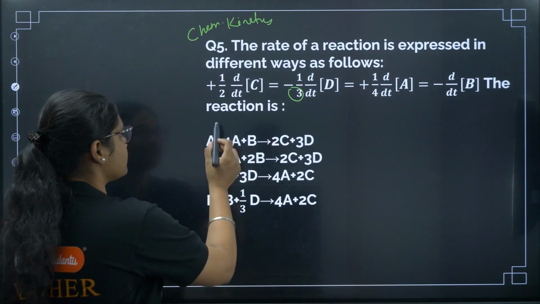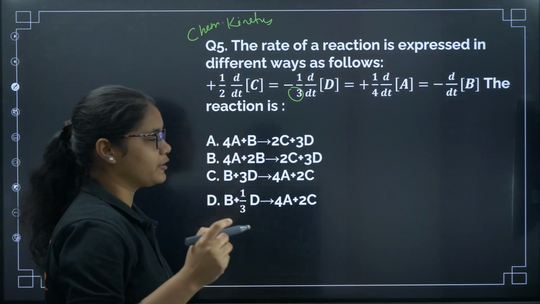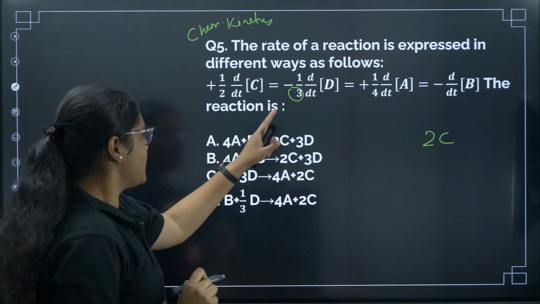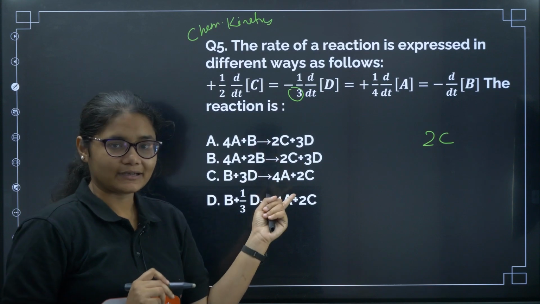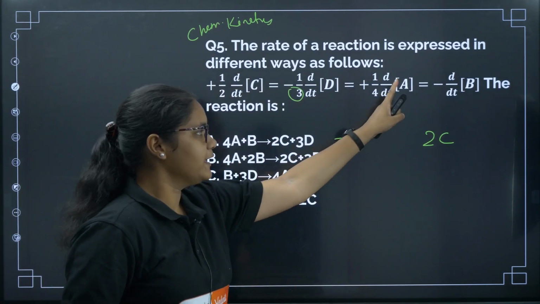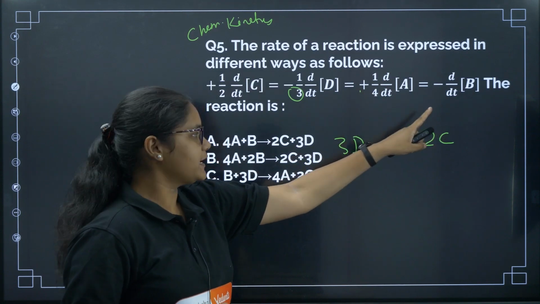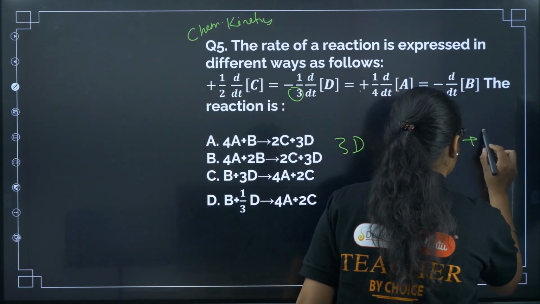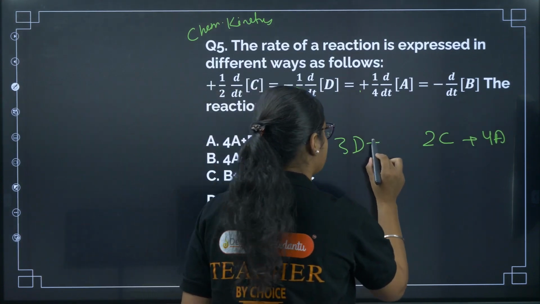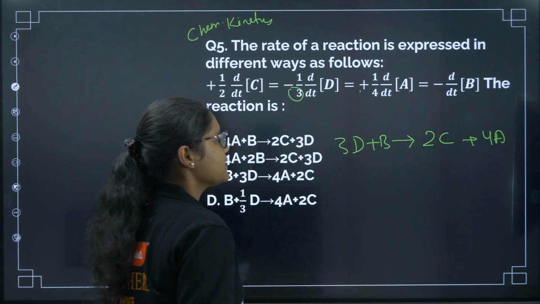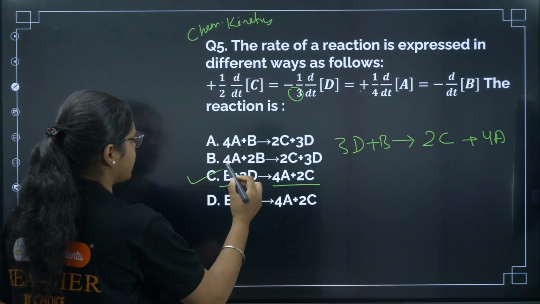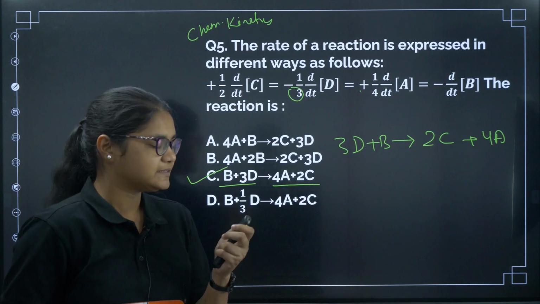So now let us see here. We have C with a positive sign, so C will be on the product side. How many C? 2C, right? 2C we got. Next one, negative is there, that means D is on the reactant side. How many D? There is 3D. Now coming to the next one, A. A is positive, so it is on the product side, and 4A will be produced. Next we have again negative, B, that is a reactant, so 3D plus B. Now you can see which option this is: 3D plus B gives 4A plus 2C. So the correct answer for this question is option number C.